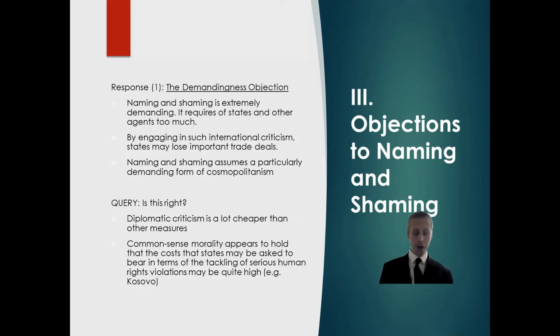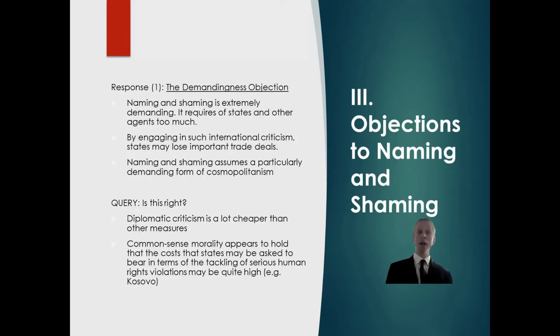The objection then is that the duty to criticize assumes a particularly demanding form of cosmopolitanism. For those of you that haven't studied it before, cosmopolitanism asserts that individuals and states possess very extensive duties to those beyond their borders. So even if diplomatic criticism would address the situation, this response goes, it would not be permissible because it's adopting too strong a form of cosmopolitanism.